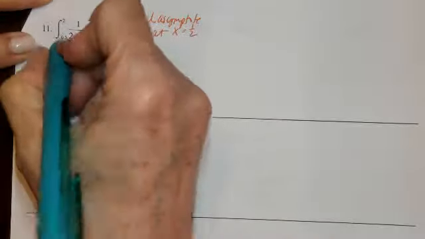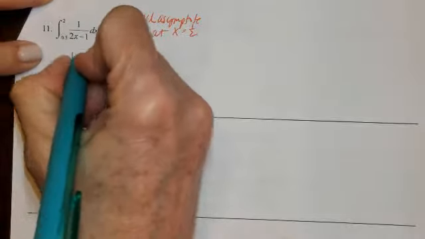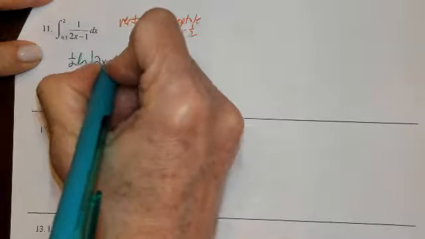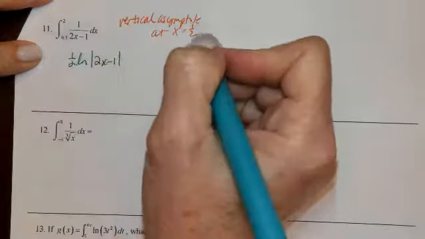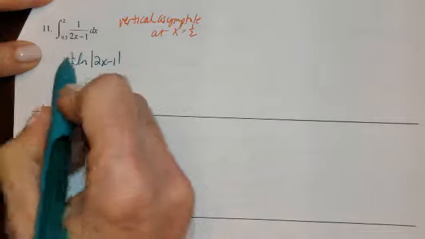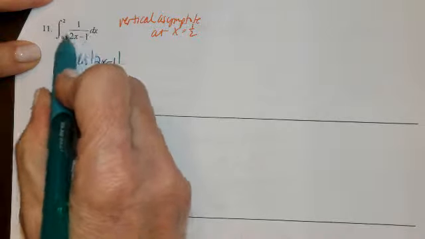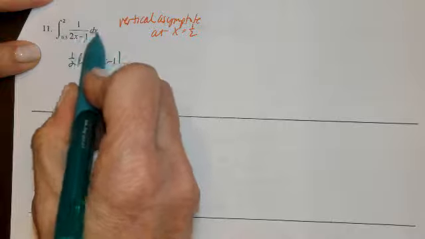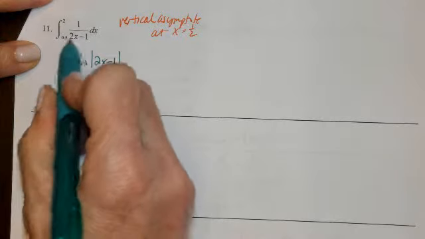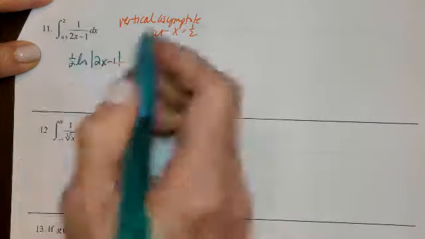Okay, take the antiderivative. So the antiderivative will be 1/2 natural log 2x minus 1. Where'd the 1/2 come from? It came from when you do a little u sub. When you do a u sub, you're going to have a 1/2 du. That's a 1/2 du. We're undoing that 2 right there.